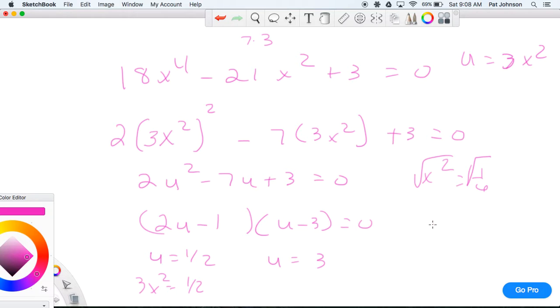Use the square root property. x equal plus or minus 1 over square root of 6, which we have to rationalize. And we get x equal plus or minus square root of 6 over 6. And then we do the same thing for here. We say 3x squared equal 3, x squared equal 1, x equal plus or minus 1. So do you see we have 4 solutions here? We have 1, -1, square root of 6 over 6 and negative square root of 6 over 6. So this is why we try and put it in quadratic form, and that way this will help us to better solve. All right?